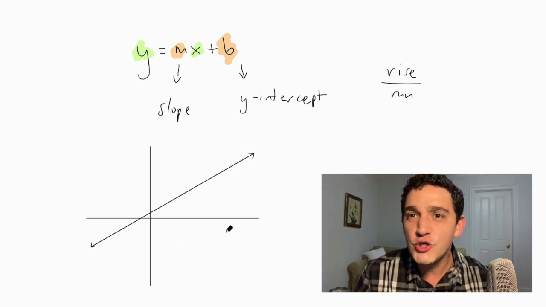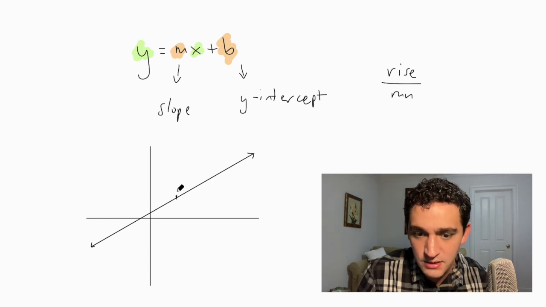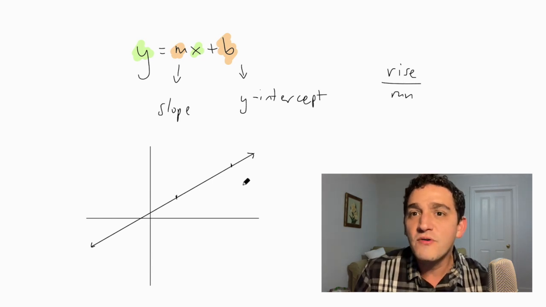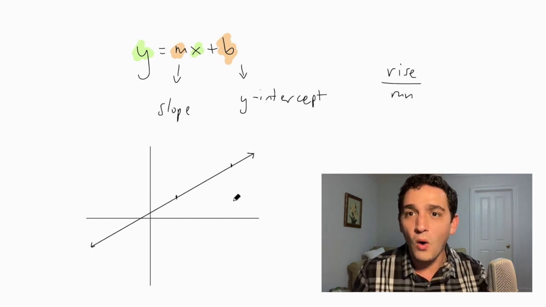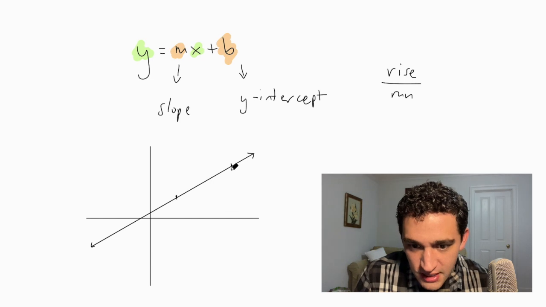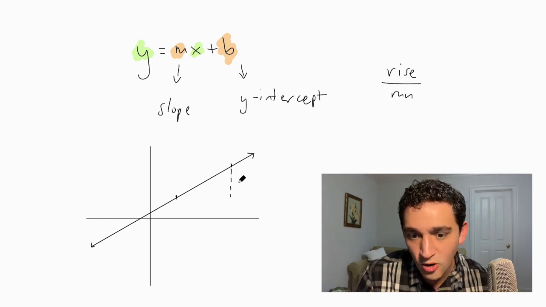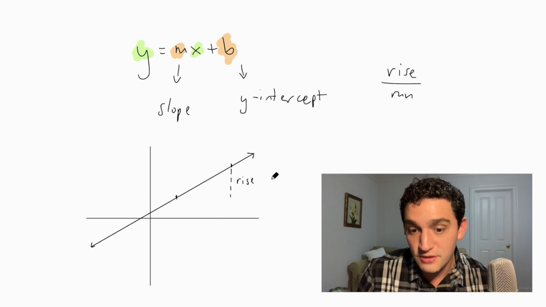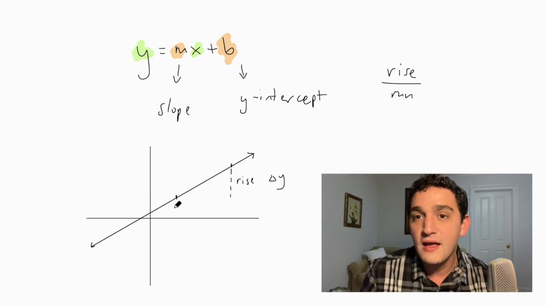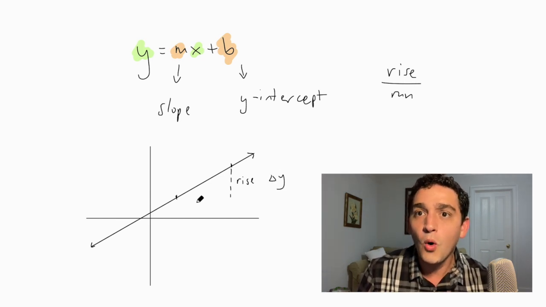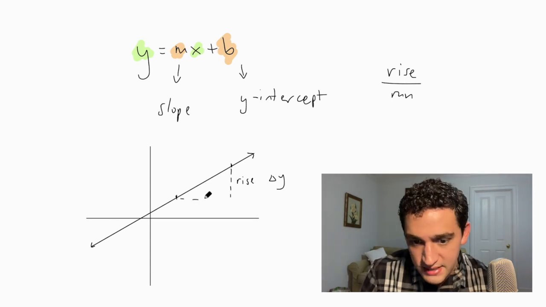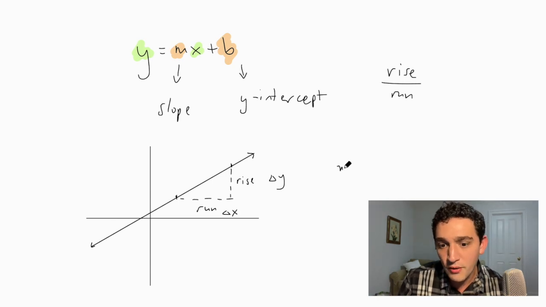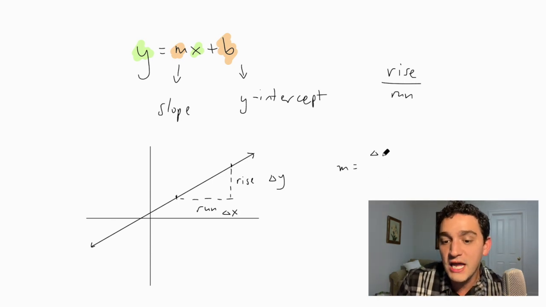If we pick any 2 points on this line, let's say we have this one and we have this one, we first determine the rise. In other words, the change in the y values, the vertical change. That's represented right here. We can call that the rise, or the change in y. And we figure out the run, or the horizontal distance between the 2 points, otherwise known as the change in x. Your slope, or your m, is going to be the change in y over the change in x.